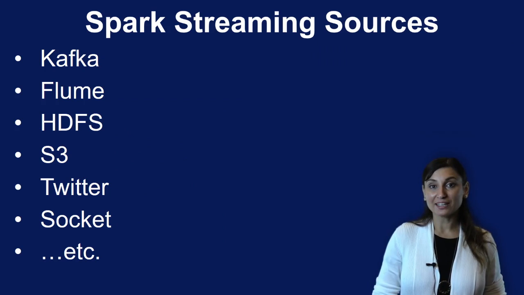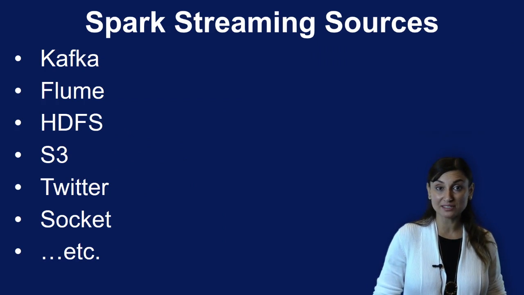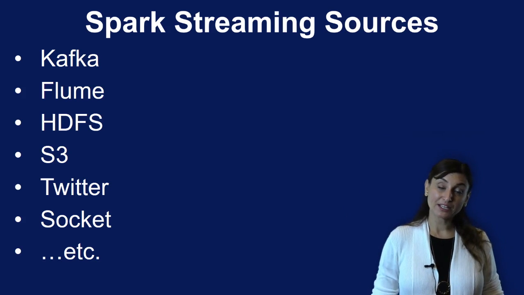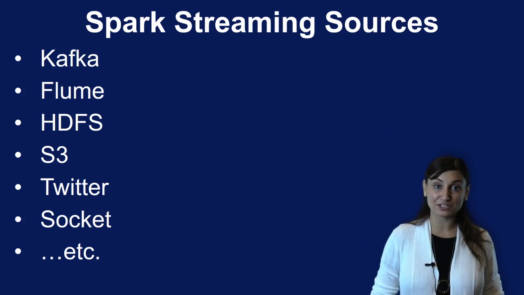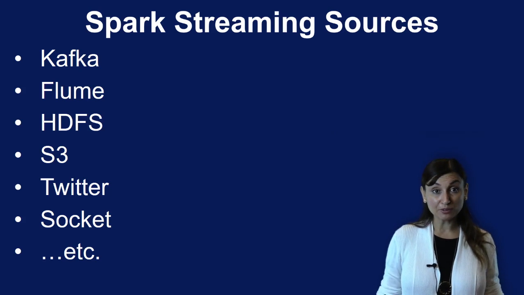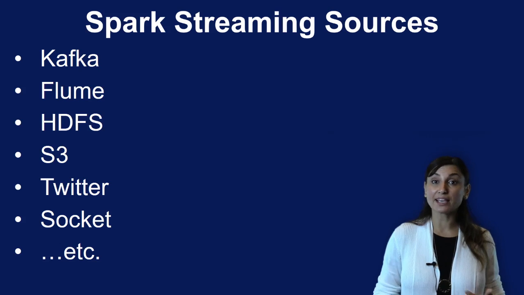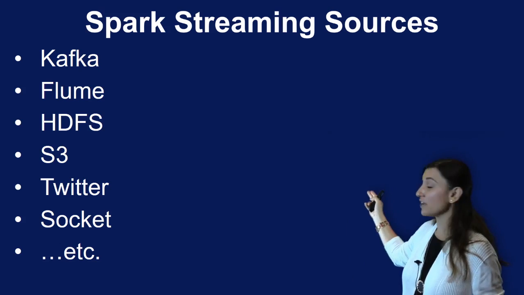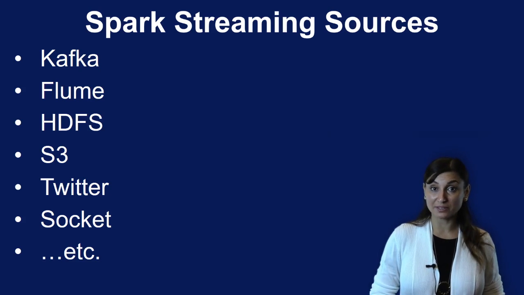Spark streaming can read data from many different types of resources, including Kafka and Flume. Kafka is a high-throughput publish-subscribe messaging system, and Flume collects and aggregates log data. Spark streaming can also read from batch input data sources, such as HDFS, S3, and many other NoSQL databases.